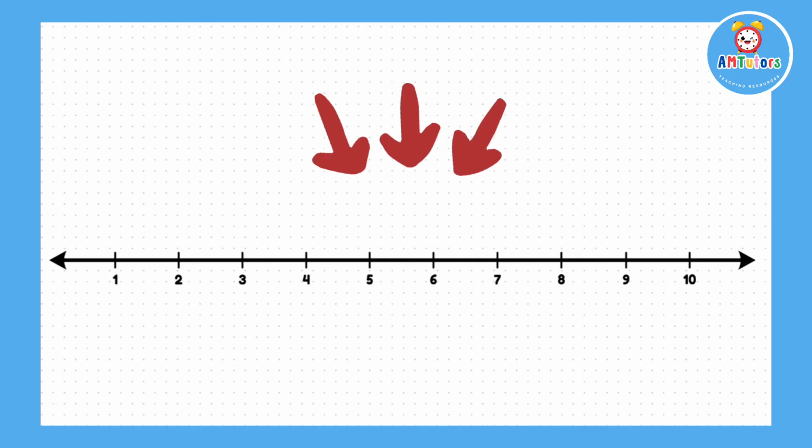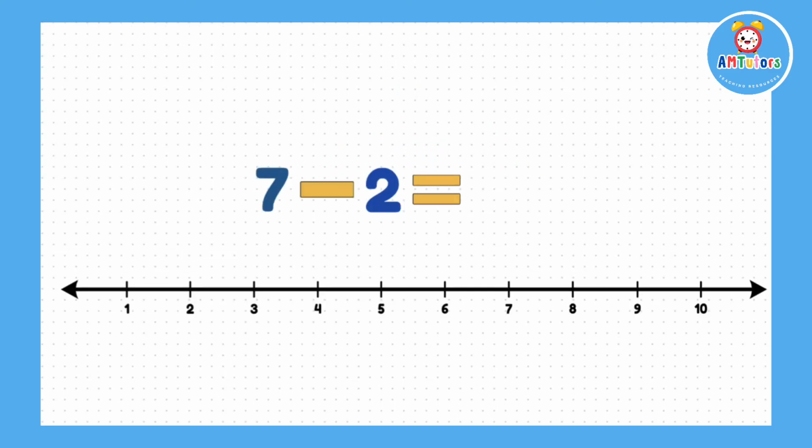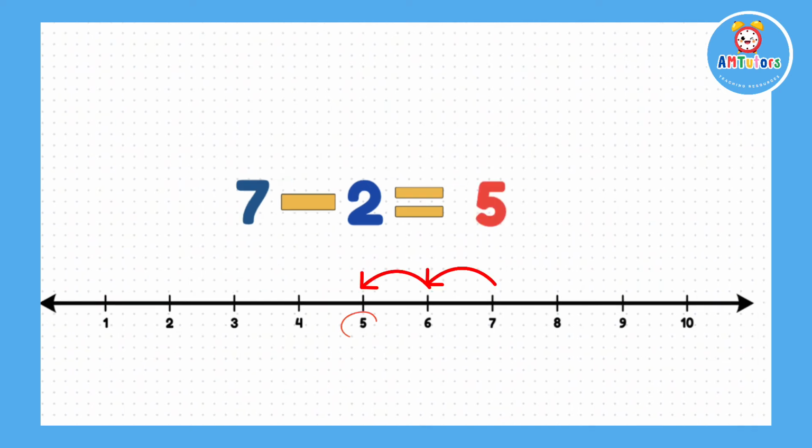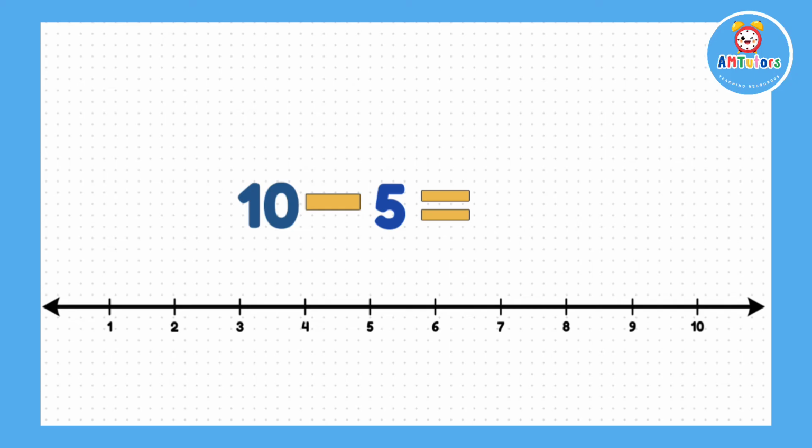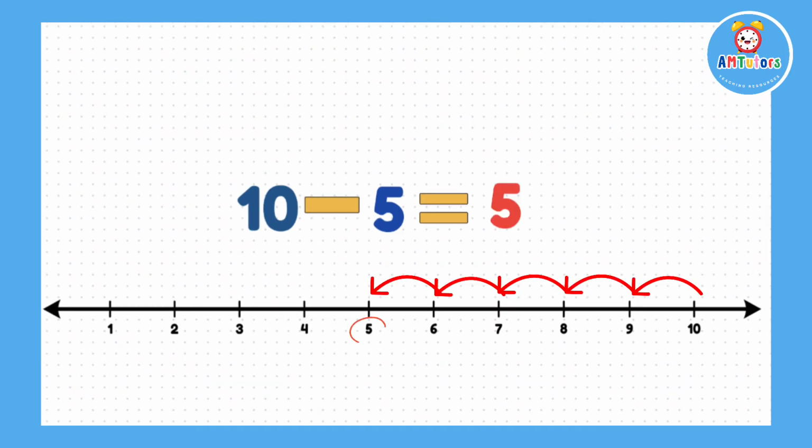Good luck. Question number 1. What is 7 subtract 2? 7 subtract 2 would be 5. Question number 2. What is 10 subtract 5? The answer is 5.